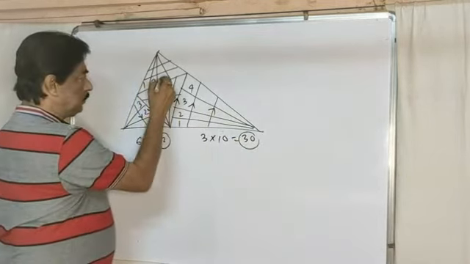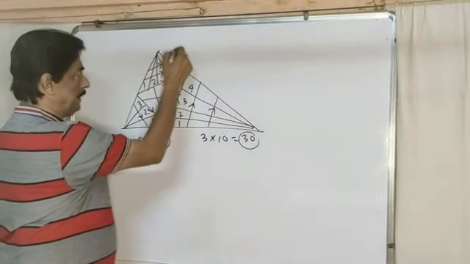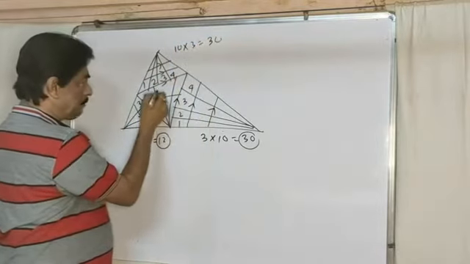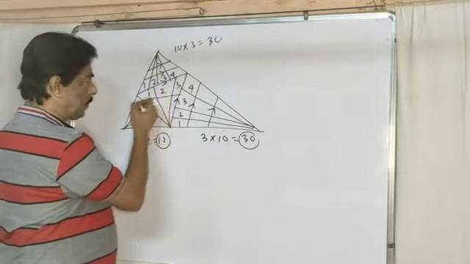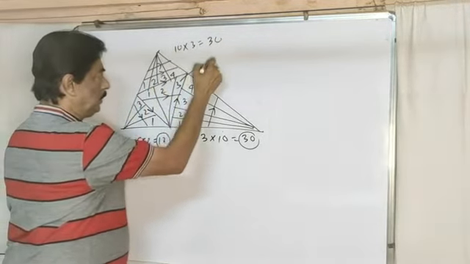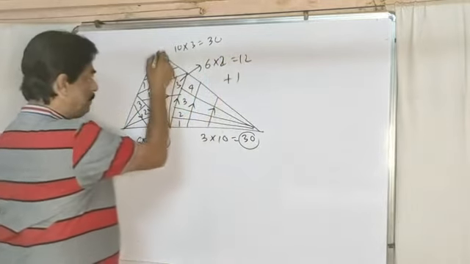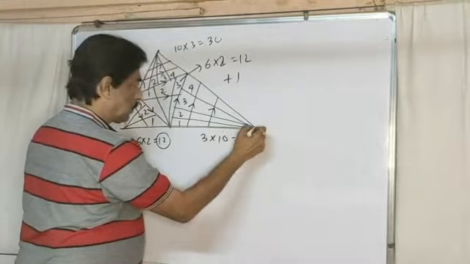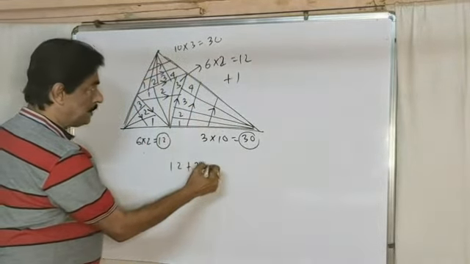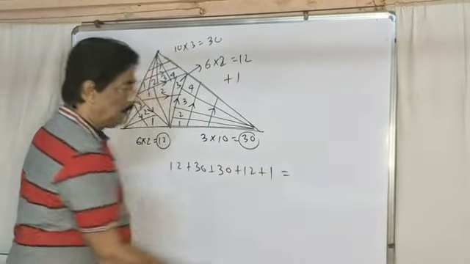1, 2, 3 and 4. For one line, there are 10. So 1, 2 and 3. 10 into 3, 30 triangles. For this line, 1, 2 and 3. For one line, 6. So one line and two lines, 6 into 2, 12. Now plus 1 for the main triangle. So now the total number of triangles will be 12 plus 30 plus 30 plus 12 plus 1. This is the total number of triangles.